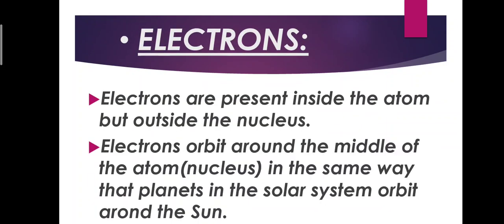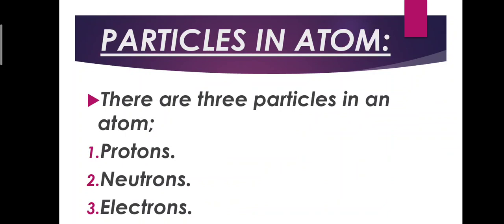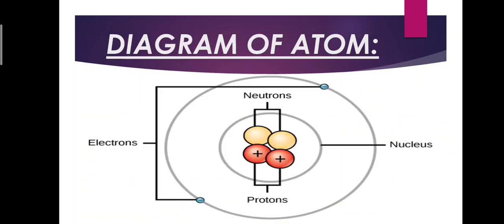Now, what are electrons? Electrons are present inside the atom but outside the nucleus. Electrons orbit around the middle of the atom nucleus in the same way that planets in the solar system orbit around the sun. As you already know that the planets are revolving around the sun. In the same way, the electrons are revolving around the nucleus. Now, there are overall 3 particles in an atom, protons, neutrons, electrons. You have already studied about the structure of an atom. The structure is also drawn on your science book, page number 66, the atom diagram.